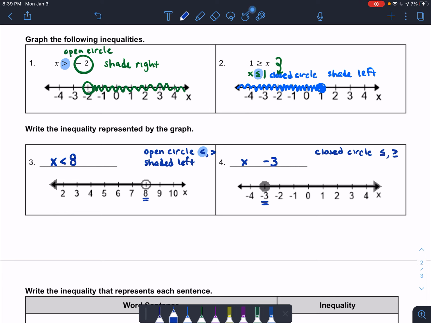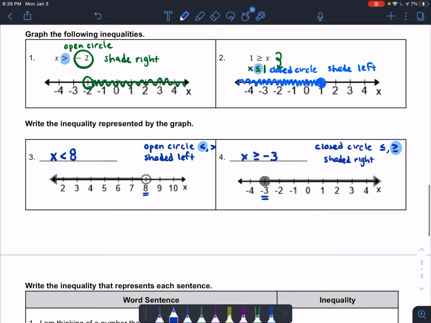Now, because I am shaded to the right, shading to the right means what? Oh, that it can be greater than -3. And so one more time, I can pick my inequality symbol and add it to my inequality. And so my number line tells me that x must be greater than or equal to -3.